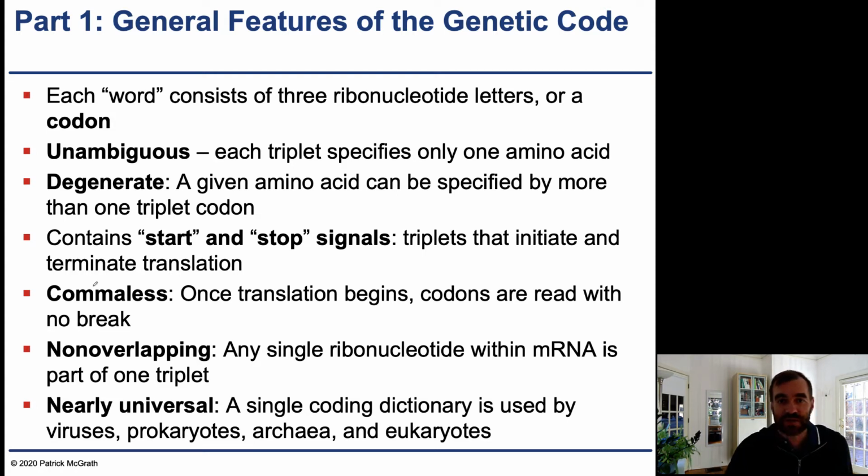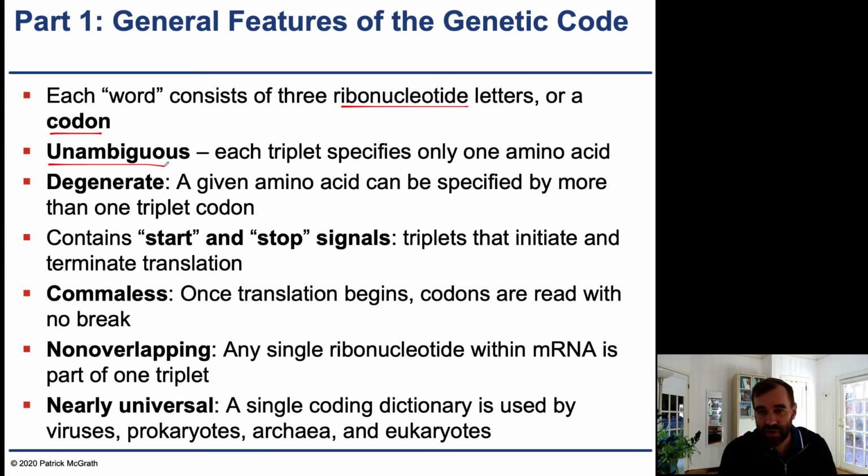Each word consists of 3 ribonucleotide letters, or a codon. So a codon is a set of 3 ribonucleotides in a row. And of course, it's important to remember that the genetic code starts from an RNA sequence, so these are ribonucleotides that you're using. It's unambiguous. Each triplet specifies only 1 amino acid.